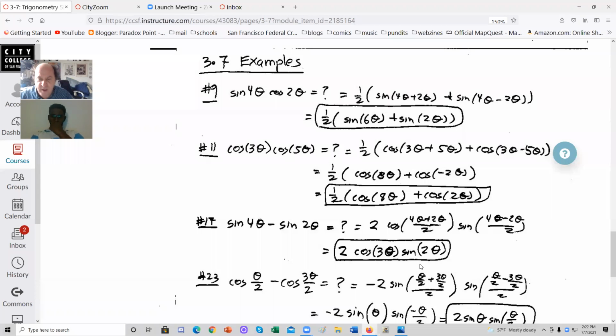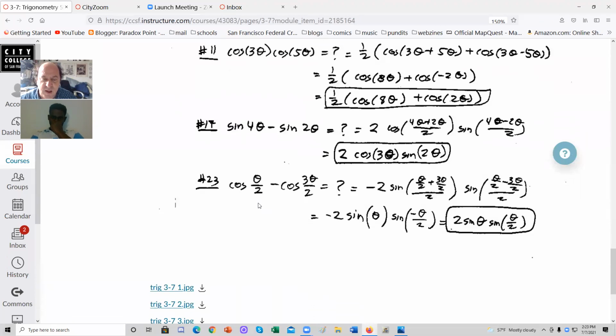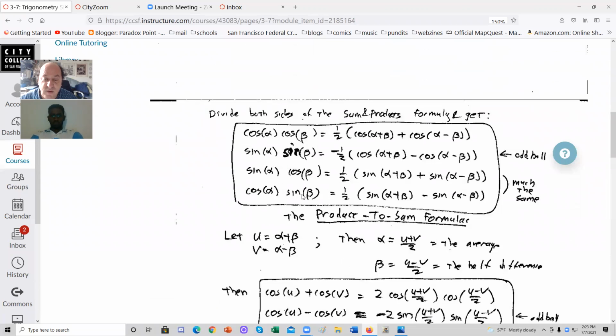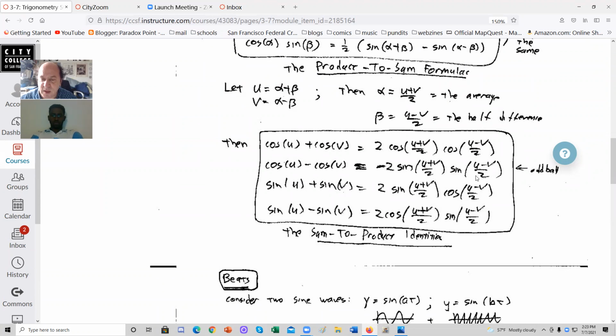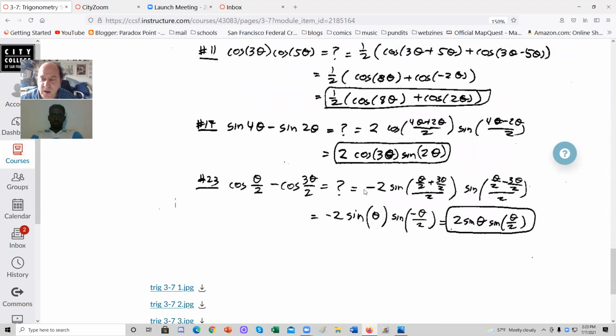Okay. Now here we have a difference of cosines. Cosine of half theta minus cosine of 3/2 theta is what? Okay, for this, we have a difference of cosines, and that's the oddball. It's minus twice sine of the average, sine of the half difference. So minus twice sine of the average, theta over 2 plus 3 theta over 2, divided by 2, that comes out to theta. Here's sine of the half difference, theta over 2 minus 3 theta over 2, all over 2. That's minus theta over 2.